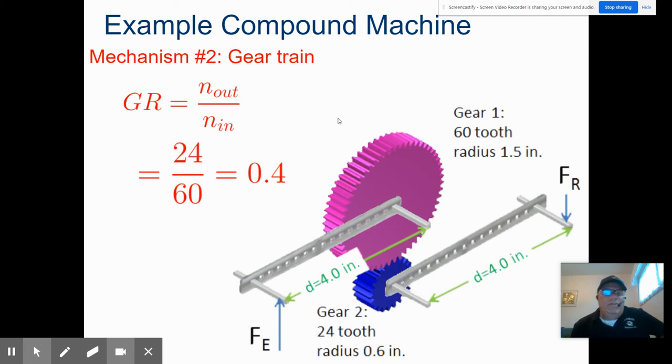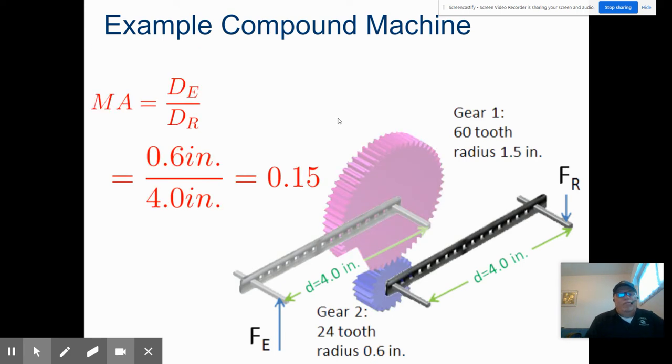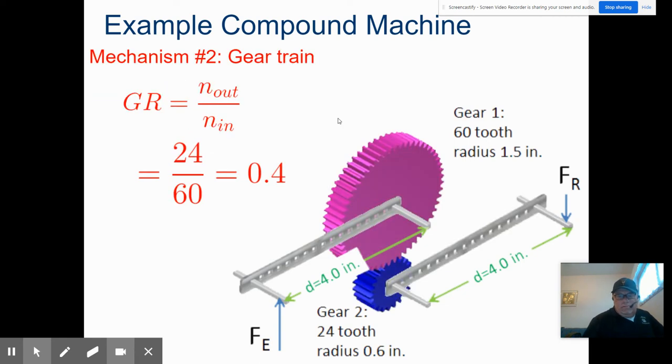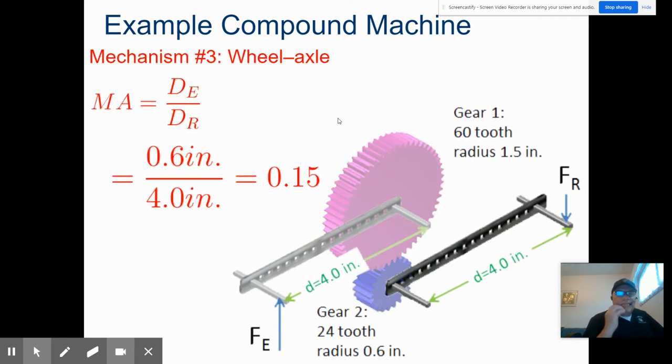So mechanism number 2 is the gear train, and we have the number of teeth on the output gear is 24, and the input gear is 60. So 24 over 60 gives us 0.4.